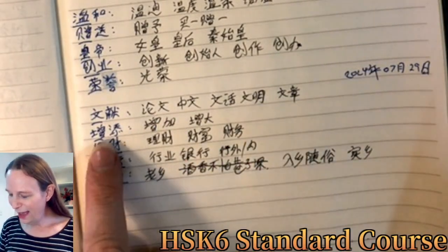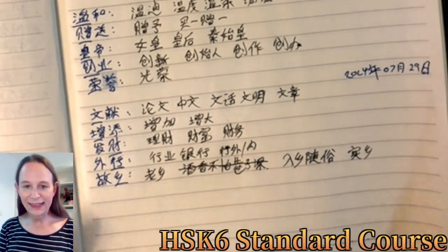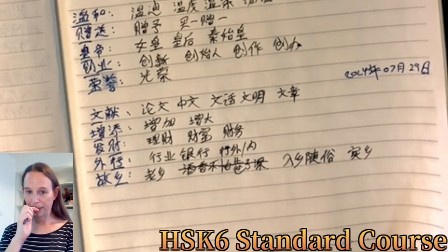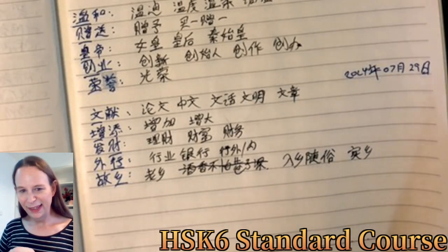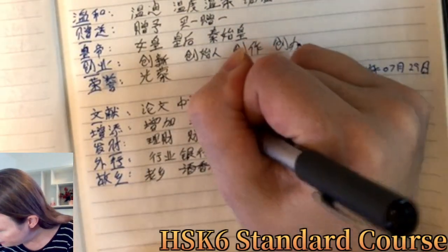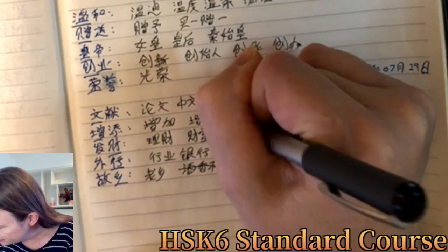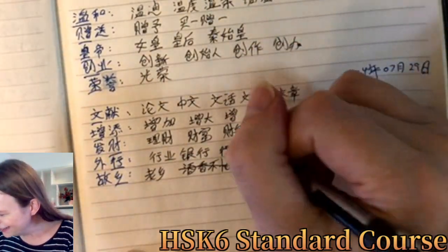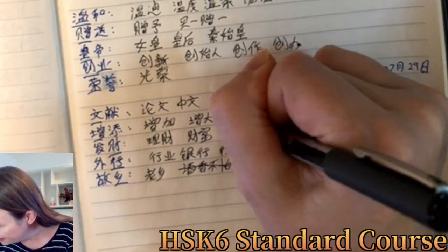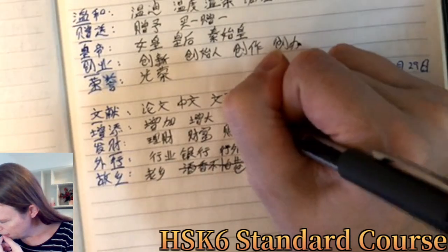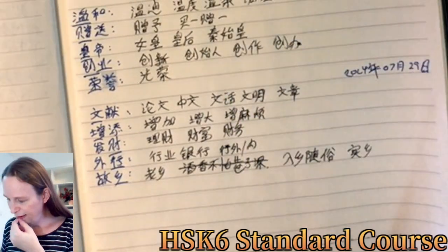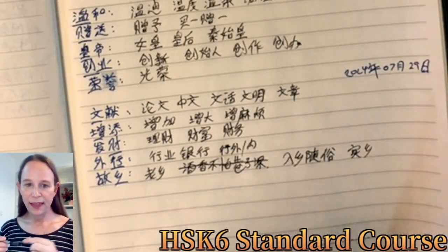It's too easy. 增添, 增加, 增大. 增麻烦. Maybe 增麻烦. I think that counts, right? I'd normally say 添麻烦. 增麻烦. How do you write 麻烦? Check out 麻烦. 发财.